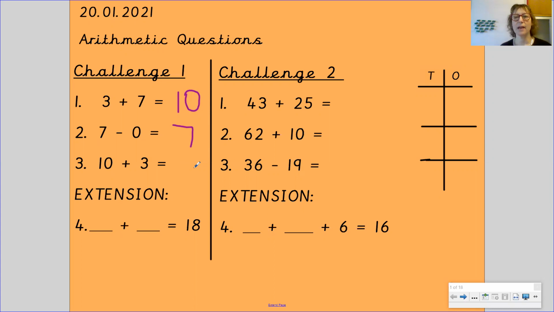So I'm still going to have all 7 there. 10 add 3. I don't have enough fingers for that because I've used up all my 10 fingers with just the 10. So because it's a big number, I'm going to put the 10 in my head and then I'm going to add another 3. So 10, 11, 12, 13.